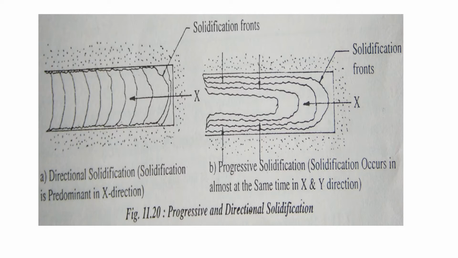Directional solidification is predominant in the x direction. Progressive solidification occurs at almost the same time in the x and y direction. You can see this figure clearly, understand? This is x. In this case, progressive solidification occurs at almost the same time in the x and y direction.